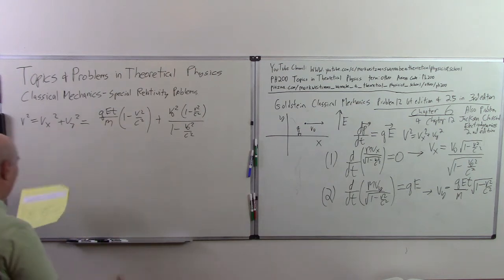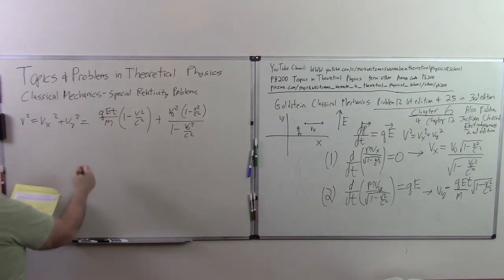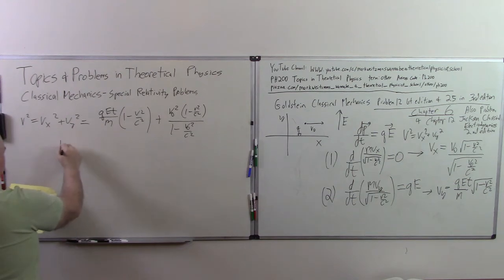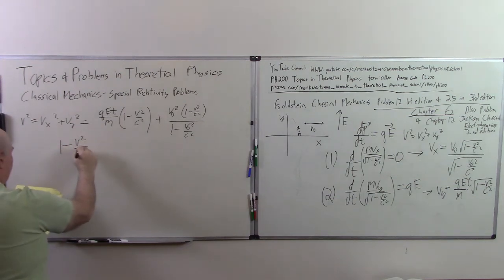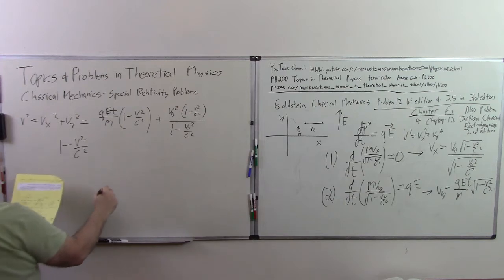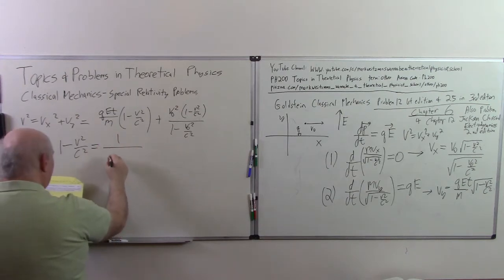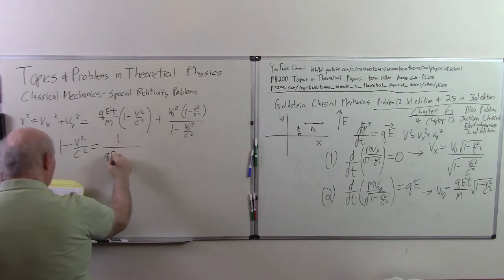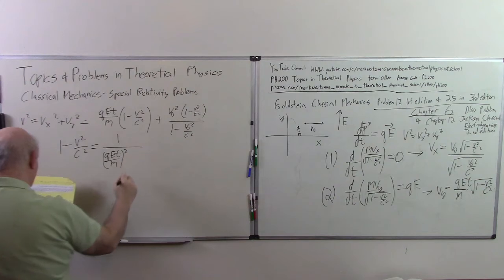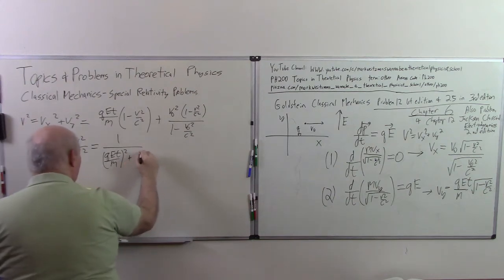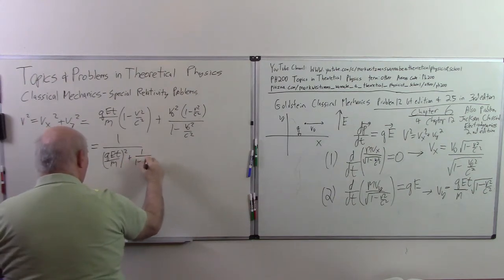And manipulating this algebraically, you can get the following, which is what we really need. 1 minus v squared over c squared equals 1 over (qEt over m) squared plus 1 over 1 minus v0 squared over c squared.